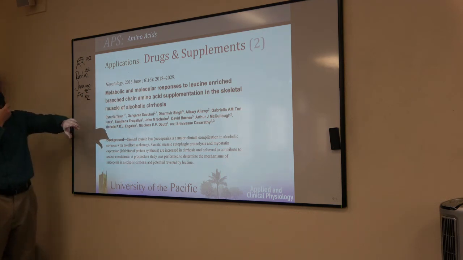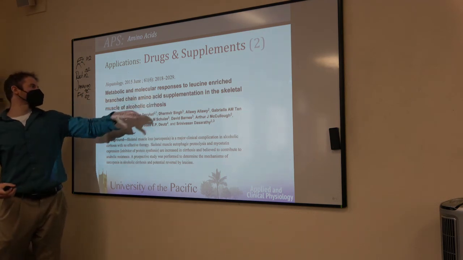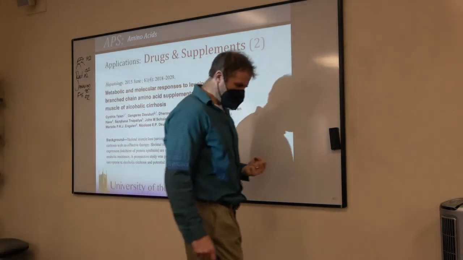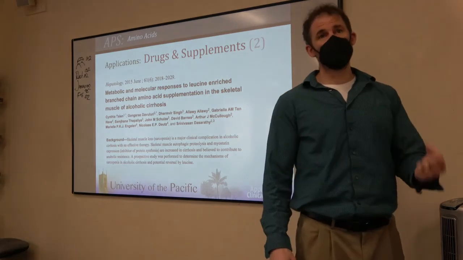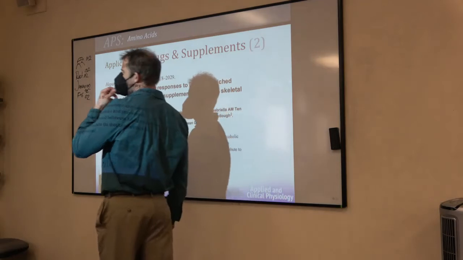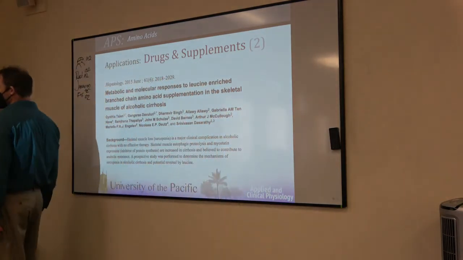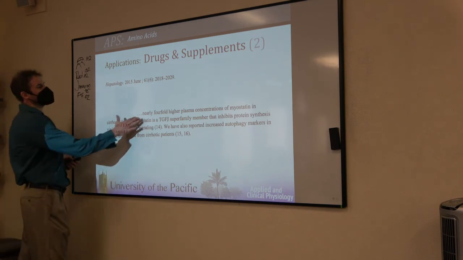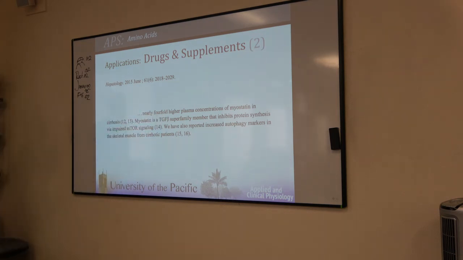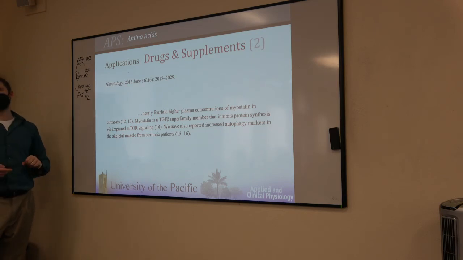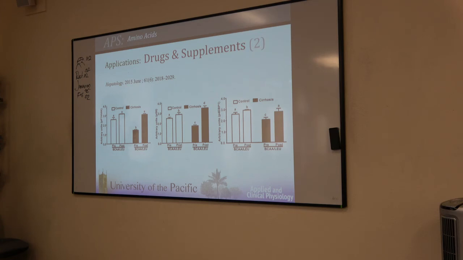And so this one, leucine-enriched branched chain amino acid supplementation in alcoholic cirrhosis. Sometimes you'll see pathological conditions with muscle wasting. It could be cancer, it could be starvation, it could be HIV-related muscle wasting. There's all of these conditions. So when you're looking at alcoholic cirrhosis, there are nearly fourfold higher plasma concentrations of myostatin in cirrhosis.